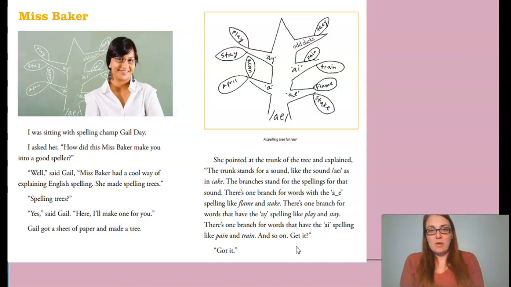At the top of the next page, you'll see a spelling tree for the A sound, kind of like we've practiced. She pointed at the trunk of the tree and explained, "The trunk stands for a sound, like the sound A as in cake. The branches stand for the spellings for that sound. There's one branch for the words with A space E, spelling like flame and steak. There's one branch for the words that have the AY spelling, like play and stay. There's one branch for the words that have the AI spelling, like pain and train, and so on. Get it?" "Got it."